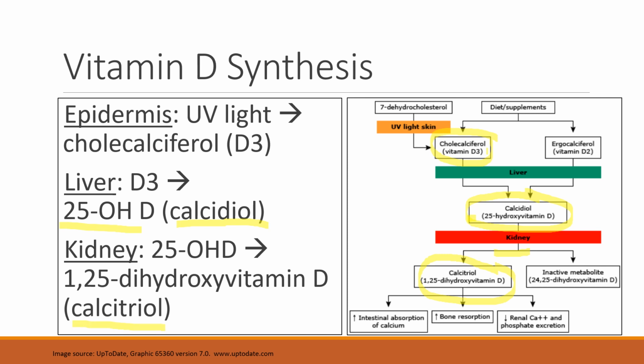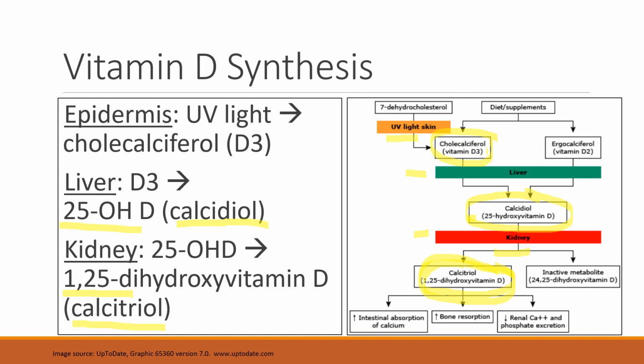Notice that di means 2 and tri means 3. And these numbers, 125 dihydroxy, that's more for chemistry. So don't worry about that for this course. You don't need to know like 25 or 125. I'm not going to test you on that. What I want you to know, though, is the process that it goes from the skin to the liver to the kidney to be the active form of vitamin D of what your body actually uses.